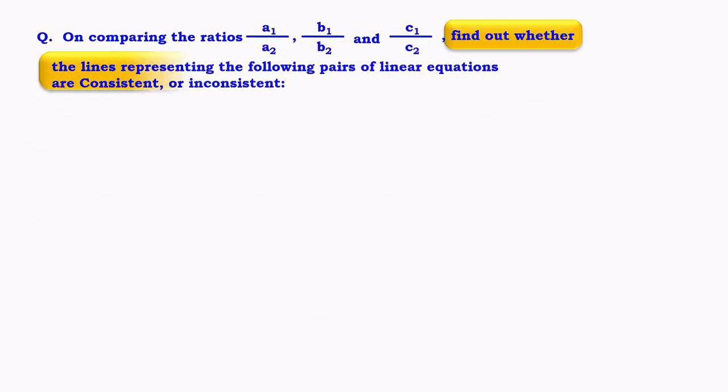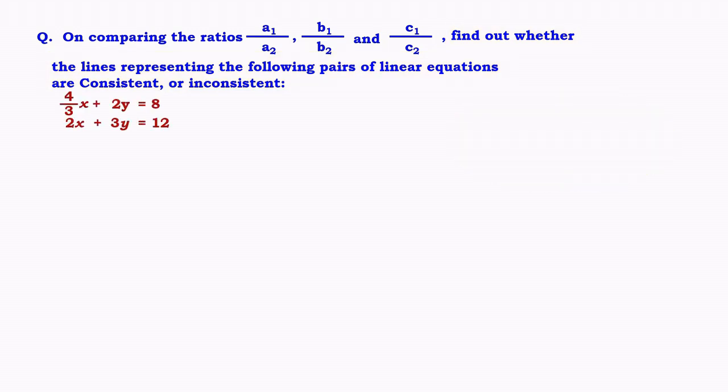Let us now solve this example. We are given two equations: 4 by 3x plus 2y equals 8 and 2x plus 3y equals 12. First, convert both equations into standard form.